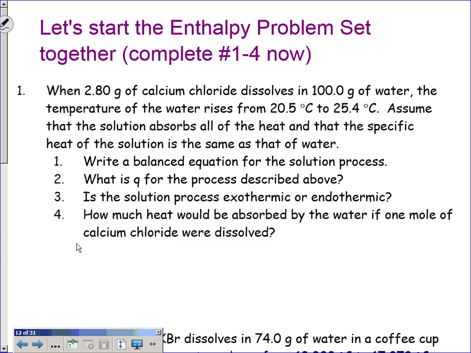Just an example of an equation on how you write that as an NIE by dissolving water. So you should model what we just did.